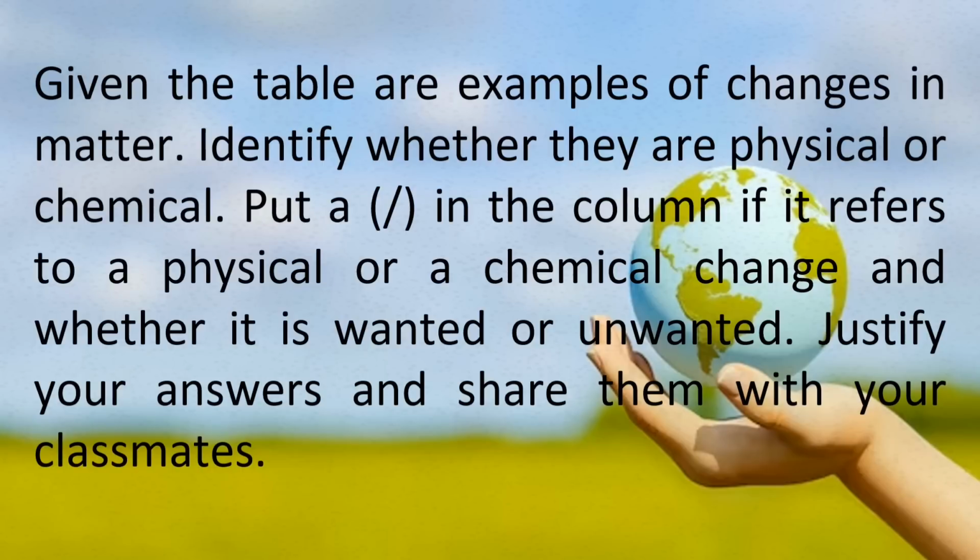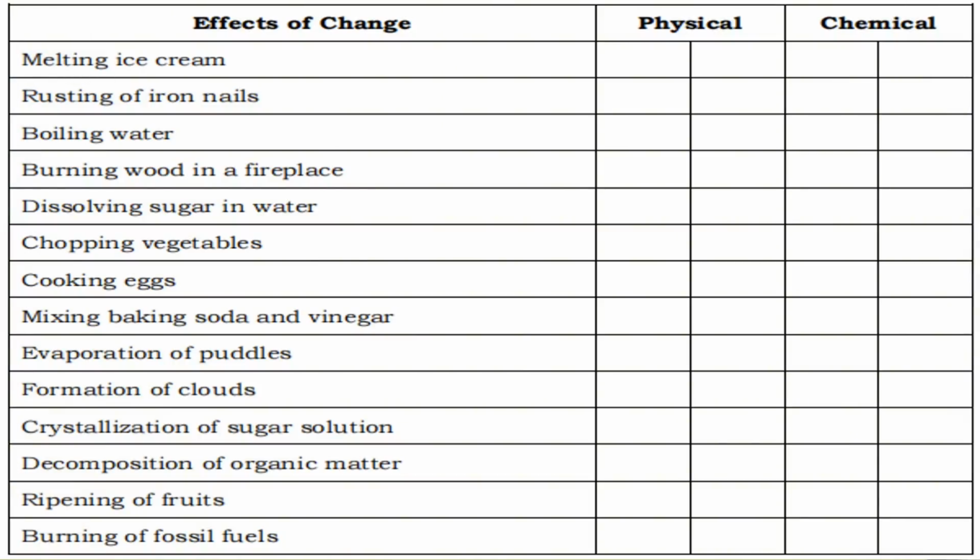Okay, so we have here given the table are examples of changes in matter. Identify whether they are physical or chemical. Put a check in the column if it refers to a physical or a chemical change and whether it is wanted or unwanted. Justify your answers and share them with your classmates. Okay, so we have here some familiar examples. You're just going to check if it is a physical or chemical change.